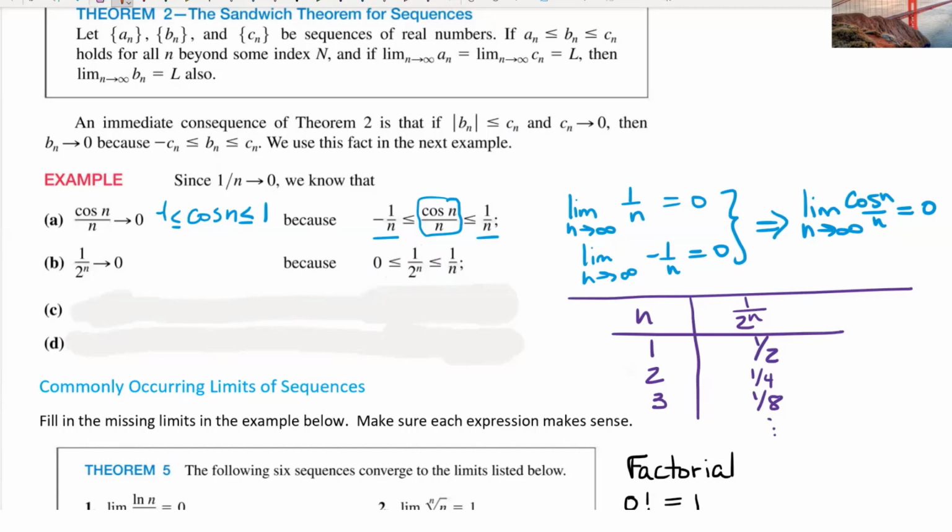Now then, since the limit as n goes to infinity of zeros is 0, and the limit as n goes to infinity of 1 over n is 0, then this guy has to go to 0 as well by the sandwich theorem.